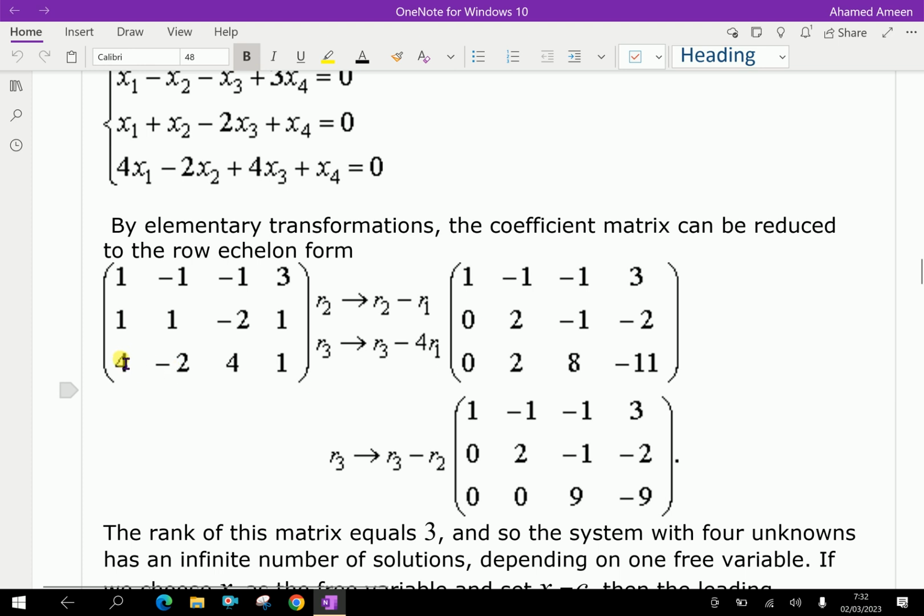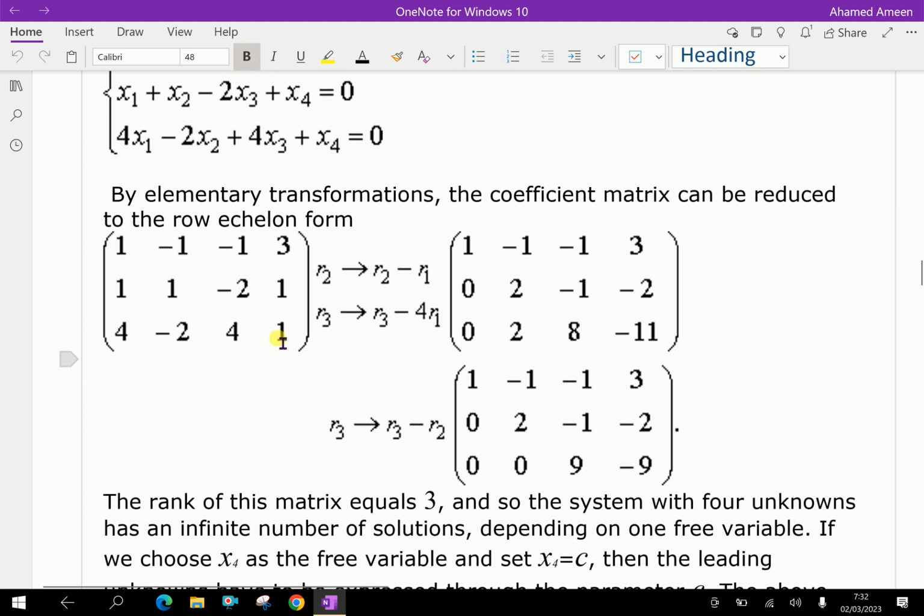Next we have to make this 0. For that, R3 becomes R3 minus 4R1. 4 minus 4 into 1 is 0, and minus 4 into minus 1 gives 2, like that, here 8, here minus 11. So next, here also becomes 0.